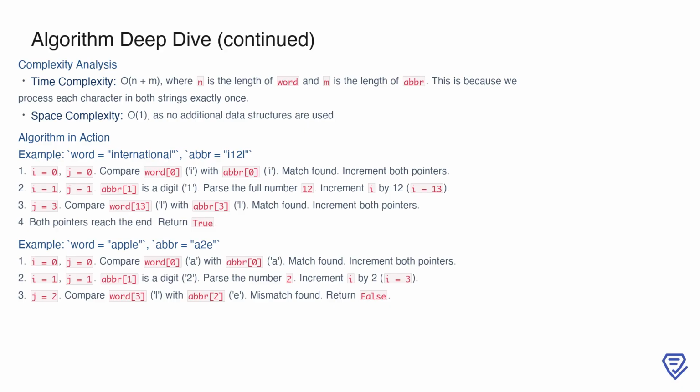In another example, with the word "apple" and abbreviation "a2e", we again find a match for a, skip 2 characters based on the digit 2, but encounter a mismatch between l in the word and e in the abbreviation. This mismatch means the abbreviation is invalid, so we return false.